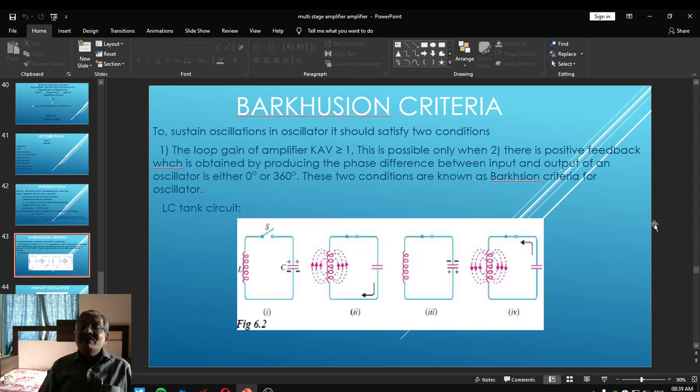So that gives the definition of an oscillator. That is, it produces the output without any input. Hence, we have considered the concept of positive feedback.